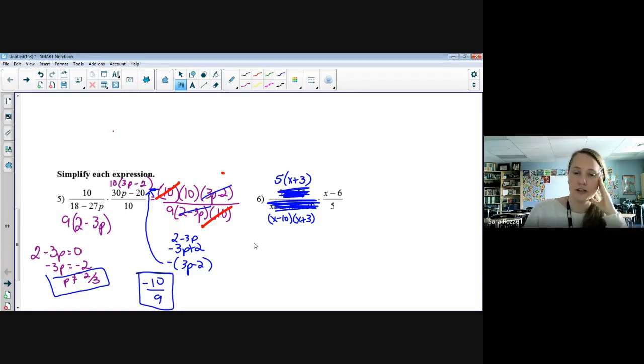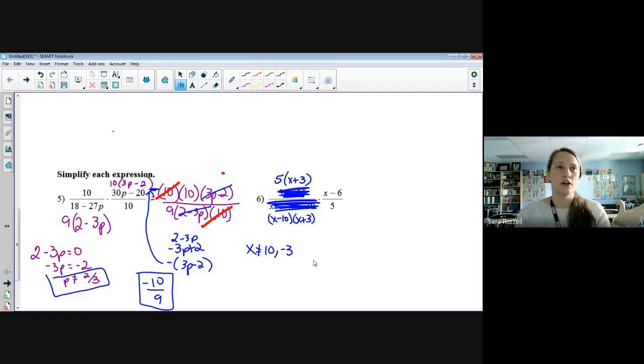Let's go ahead and write our excluded values before we cancel. So x cannot equal, what's our first one? X cannot be positive 10. It can't be positive 10. It can't be negative 3. And there's not a 0 on this one because there's not a standalone x. Okay.